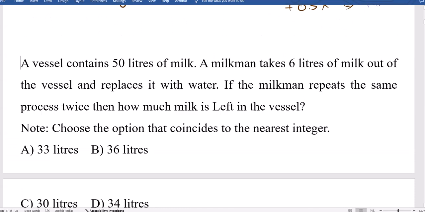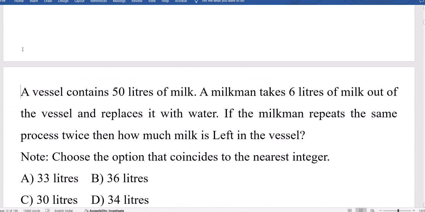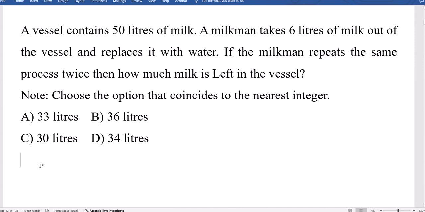Choose the option closest to the integer, the nearest integer. A vessel contains 50 liters of milk. A milkman takes 6 liters of milk out of the vessel and replaces it with water. If the milkman repeats the same process twice, then how much milk is left in the vessel? You need to select the nearest integer.